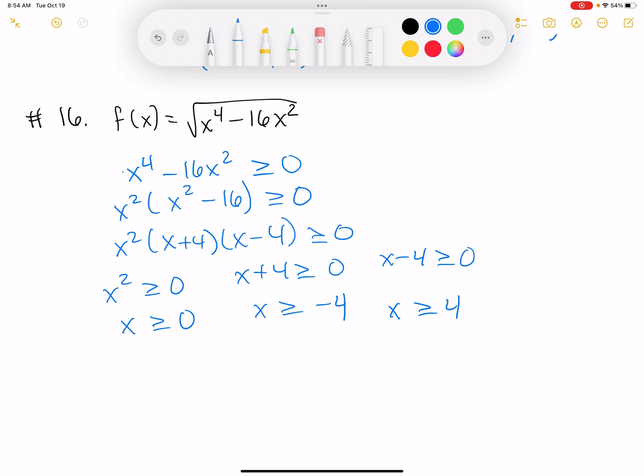So now, because this is greater than or equal to, I can include the 4. Okay, so negative infinity to negative 4. But anything in between isn't going to work.